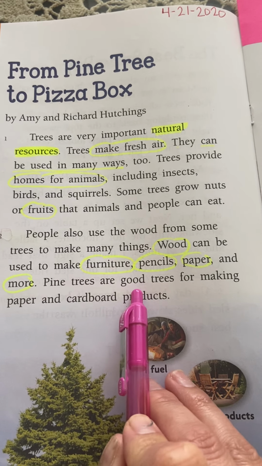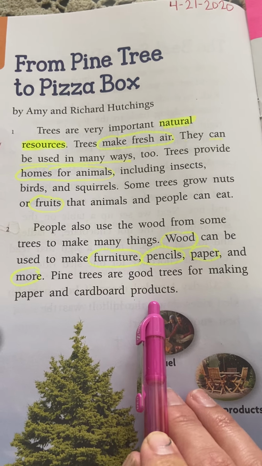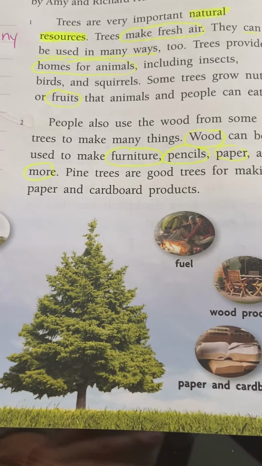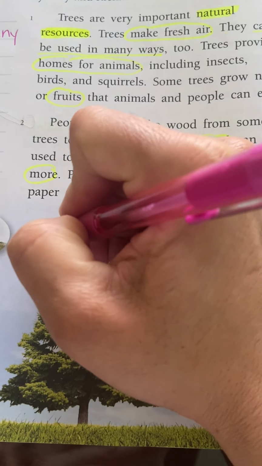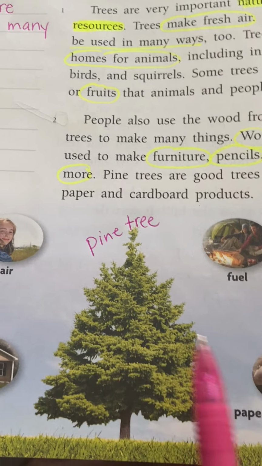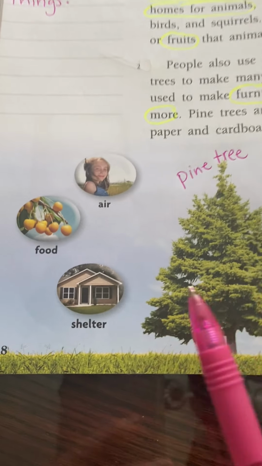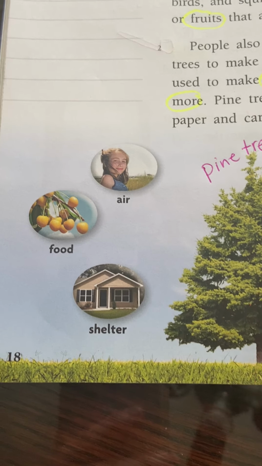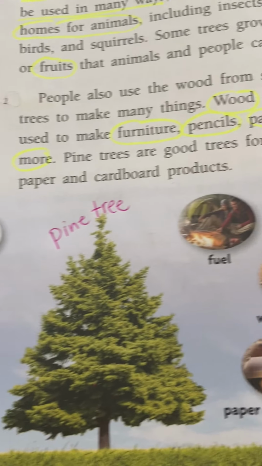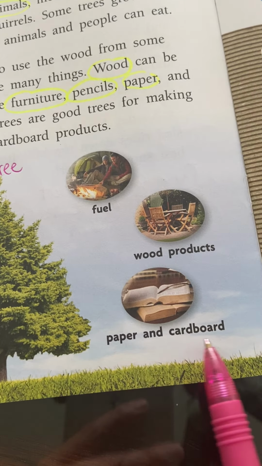Pine trees are good trees for making paper and cardboard products. So a pine tree, boys and girls, is this one right here. This is a pine tree. And from this pine tree, they can make all kinds of things, guys. Take a look at this picture. They can make shelter with the wood. Okay, trees grow food. They make air. I can get fuel, wood products, and paper and cardboard.